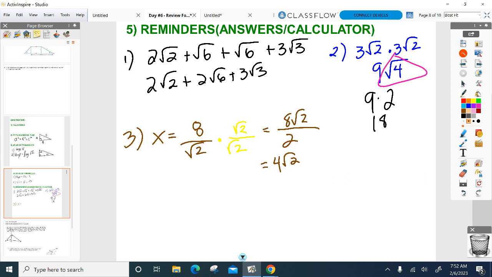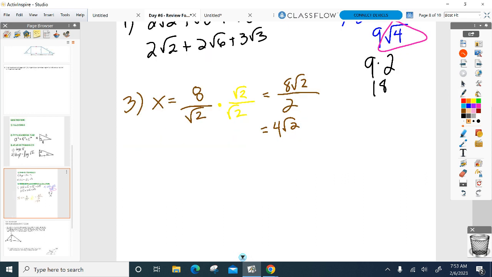And last thing here, let's say you're doing the Pythagorean theorem tomorrow, and you have 8 squared plus 2 radical 2 squared equals c squared. No big deal here. But when you go to your calculator, don't type this in as is, because your calculator is going to think you're squaring just radical 2. What do you have to square? The whole thing. So make sure you have parentheses in your calculator if you're doing that tomorrow.